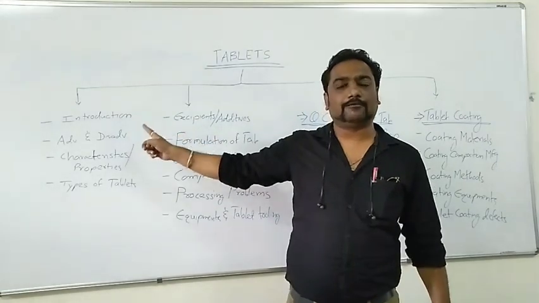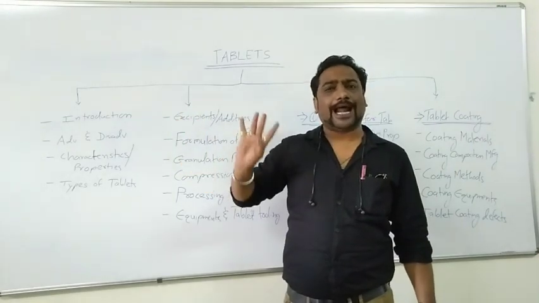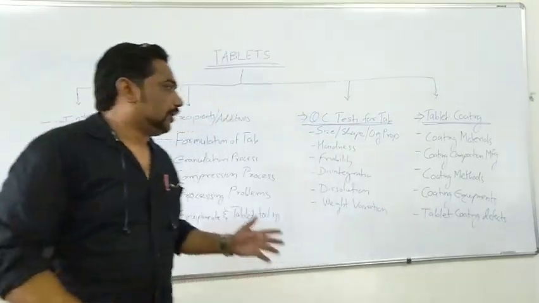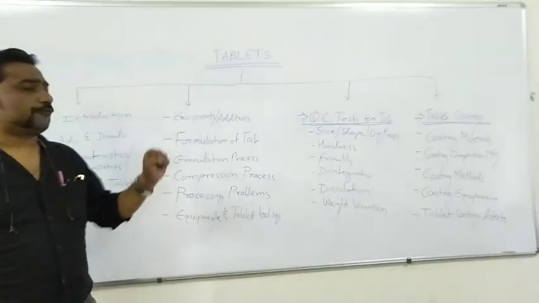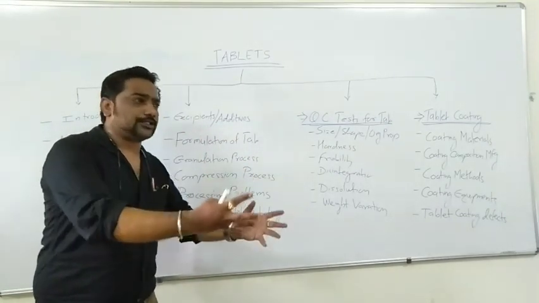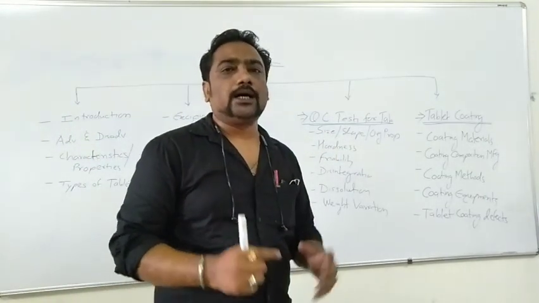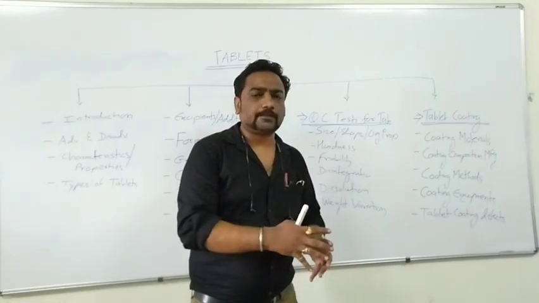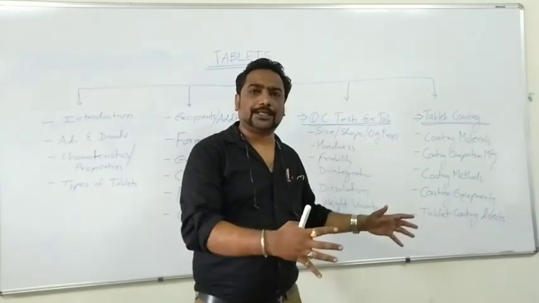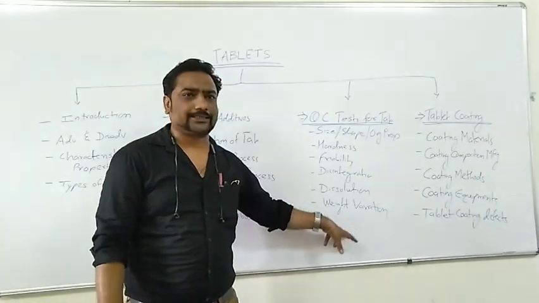In the first part we will discuss the need of the tablet dosage form, introductory part, definition, then advantages, disadvantages and types of the tablets. The second section will discuss the different excipients, formulation part, compression machine, then compression defects. All these things will be covered over here. The third part is related with the quality control tests. So quality control tests such as hardness, friability, disintegration, dissolution, weight variation, size, shape, organoleptic properties, all these tests will be discussed in the third section.